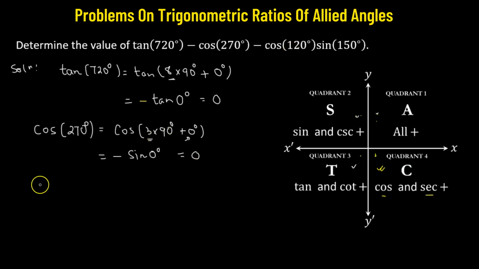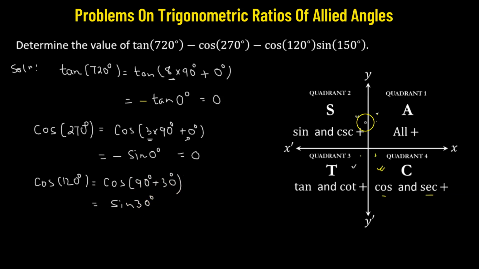Now coming to cosine of 120 degrees. Cosine 120 degrees can also be expressed as cosine of 90 plus 30. Here we have 90, which is an odd multiple of 90 degrees. We can also represent it as 1 times 90. That means cosine must change to sine. So we have sine 30 degrees.